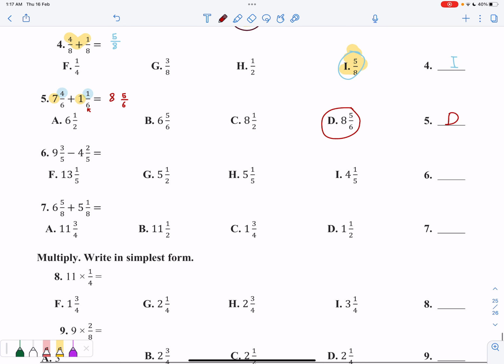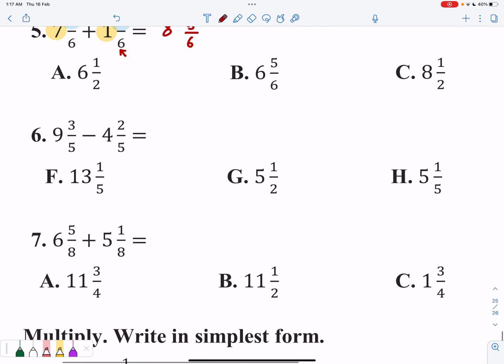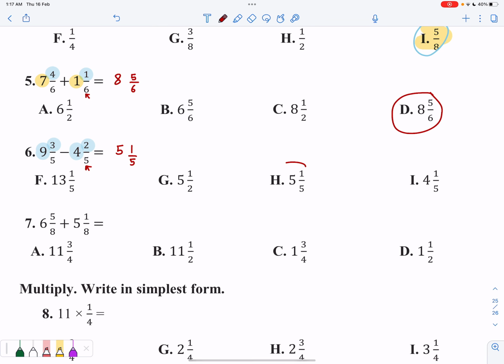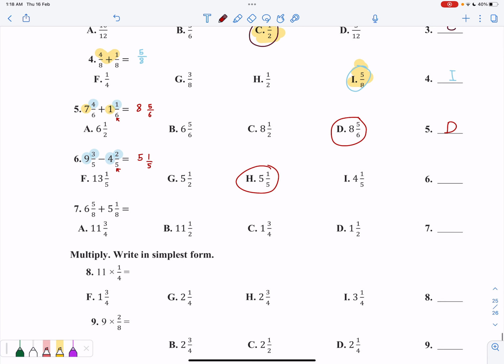Okay, question 6. Let's subtract 9 and 3 over 5 minus 4 and 2 over 5. So first, let's subtract the whole numbers. 9 minus 4 equals 5. Then we subtract the fractions. 3 minus 2 equals 1 over the same denominator, which is the 5. We said 5. So 5 and 1 over 5 is the correct answer. Where is it? 5 and 1 over 5 is answer H.